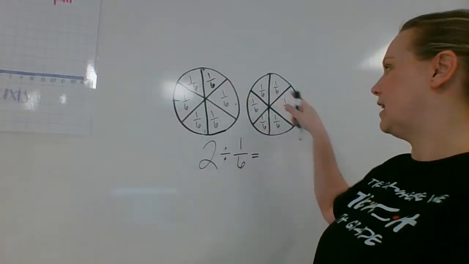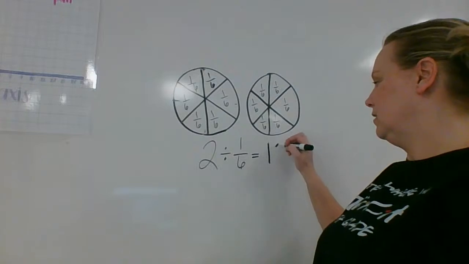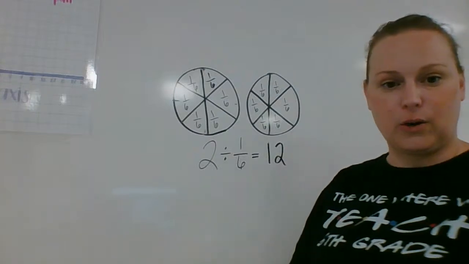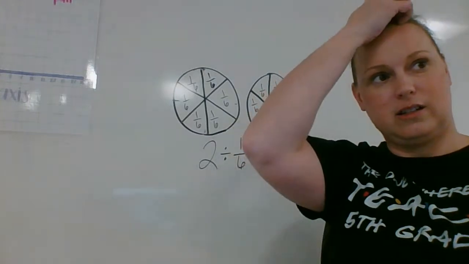4, 5, 6, 7, 8, 9, 10, 11, 12. Extra cool points, write out the equation with the quotient.